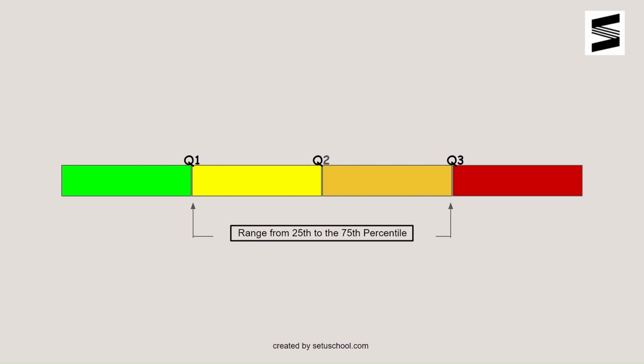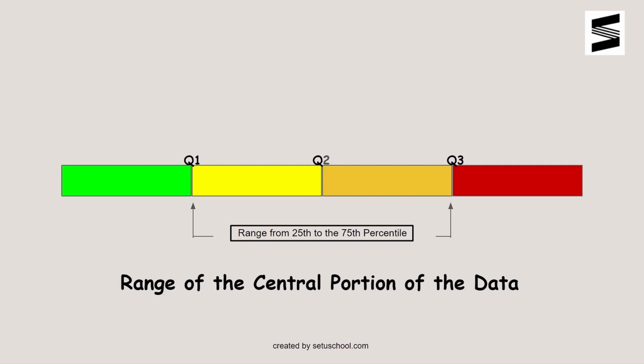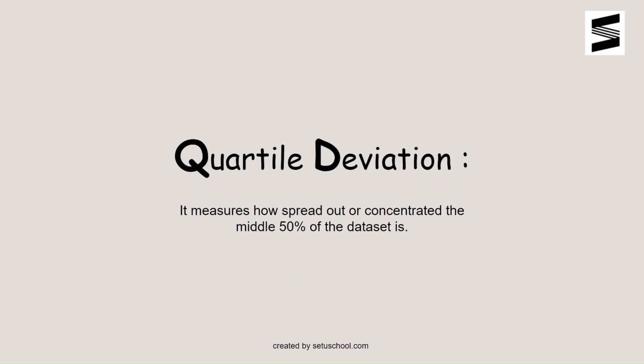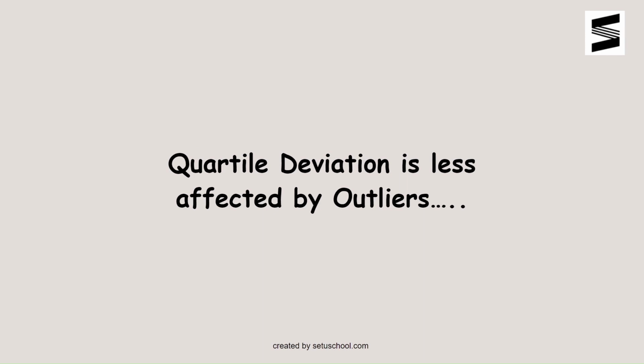That is, in simple words, the range of the central portion of the data, and dividing it by 2 gives us the quartile deviation. Quartile deviation measures how spread out or concentrated the middle 50% of the dataset is. Quartile deviation is actually less affected by outliers, as we are not considering the extreme data points, in this case, such as the player's unlucky poor performance in a match.